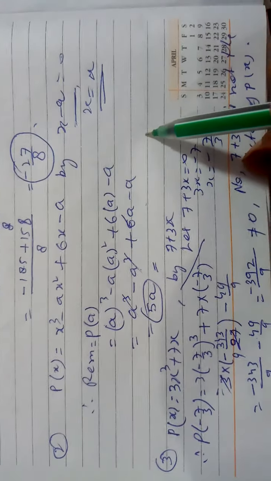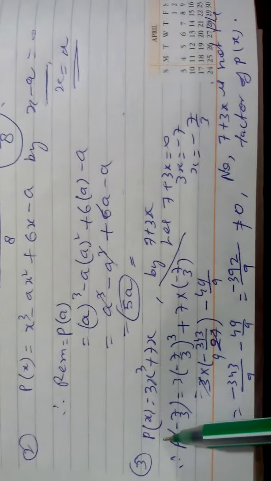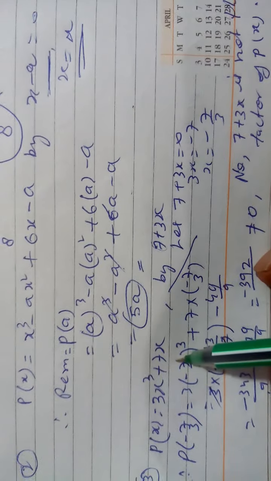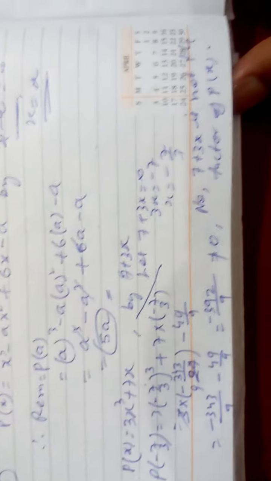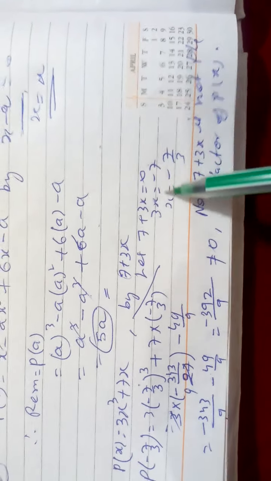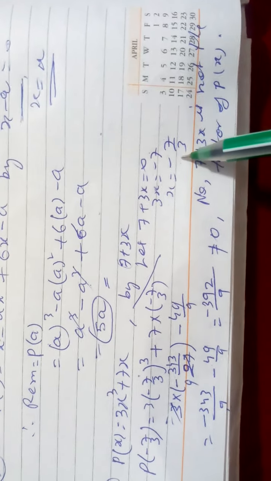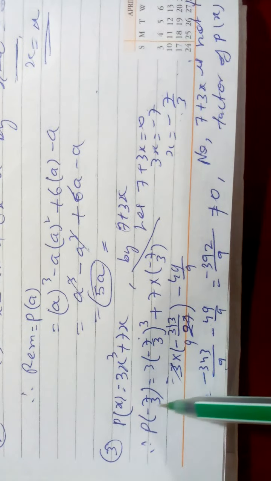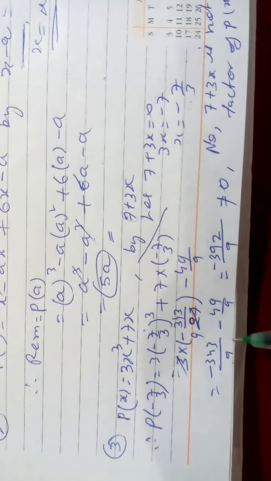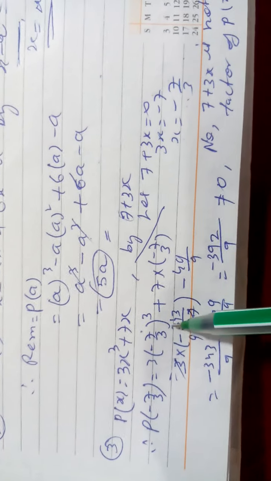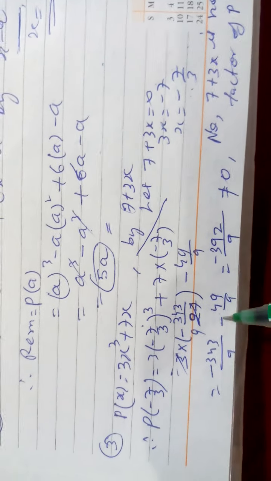Third one is, you want to find whether 7 plus 3x is a factor of this or not. It is the third question given in the exercise. 7 plus 3x you set to 0. 3x will be minus 7, then x will be minus 7 by 3. Put the value of x here, minus 7 by 3, taking cube of it. Simplifying, your answer is minus 392 by 9. It is a simplification of this: cubing of 7 by 3, cubing, multiplying, taking LCM.